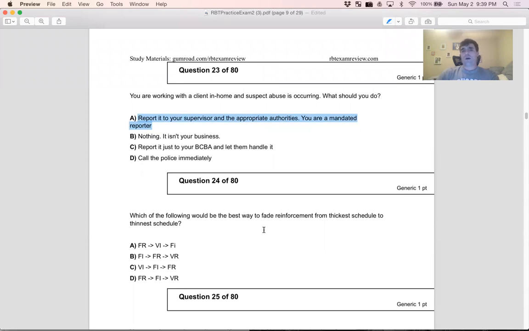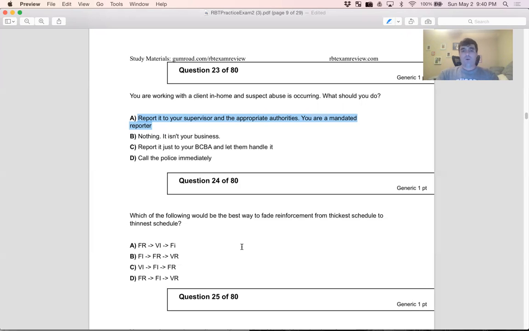Question 24. Which of the following would be the best way to fade reinforcement from thickest schedule to thinnest schedule? So this is a difficult question, okay? When we talk about fading reinforcement, we're talking about fading from a very thick schedule of reinforcement, which is a lot of reinforcement, okay, for less effort, to a thin schedule, okay, which is a lot of effort for a little reinforcement, okay? And, right, a thicker schedule is typically fixed, okay, because it's predictable. As we thin it out, we want to go to variable schedules, okay, because we want it to be unpredictable, right? That increases responding, okay?